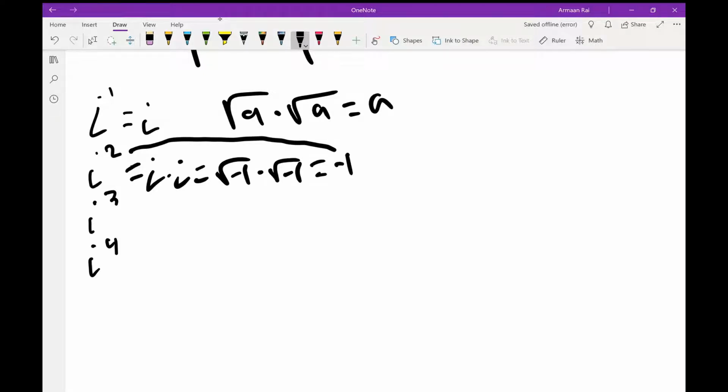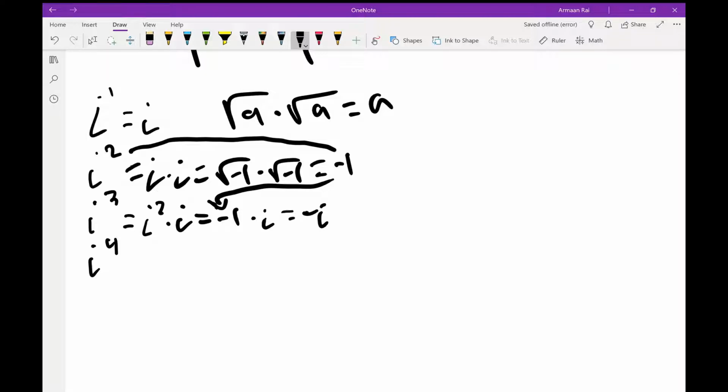What about i cubed? Well, we know from up there that i cubed is i squared times i. Well, we know i squared. Let's plug it in. i squared is negative 1 times i, and that equals negative i.